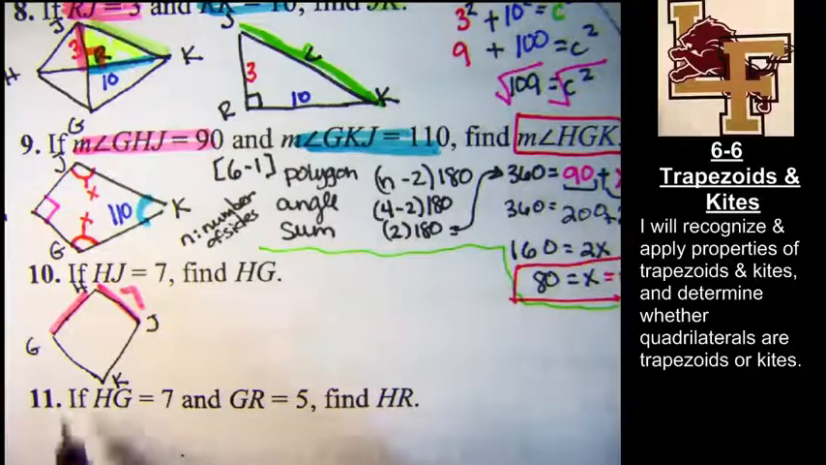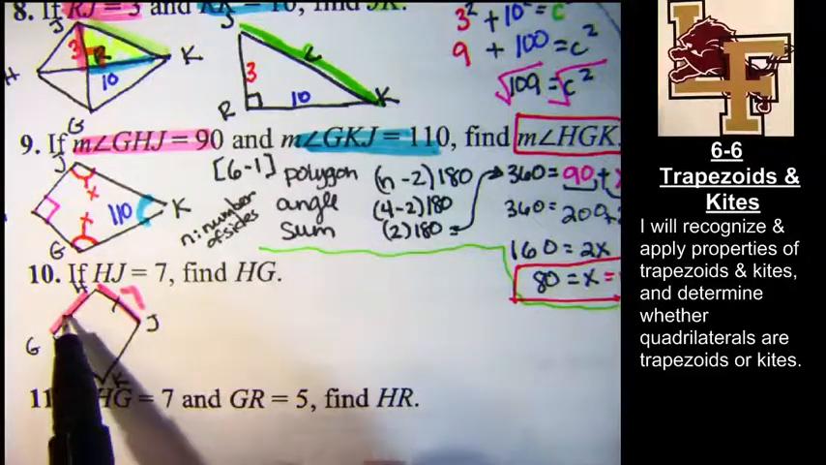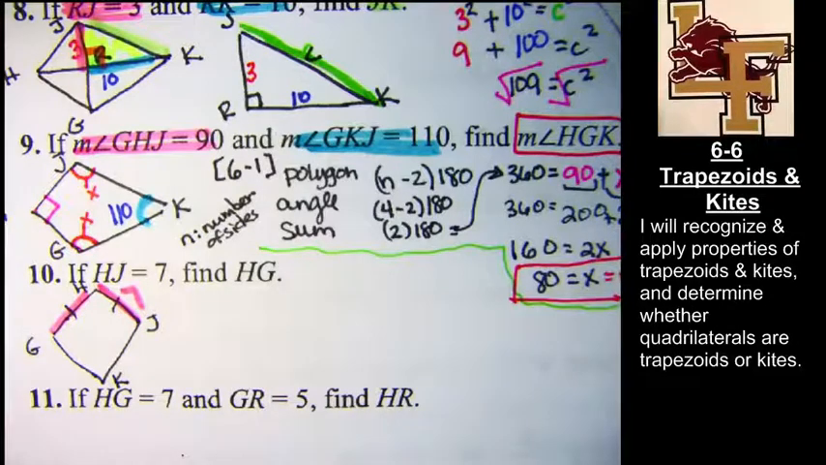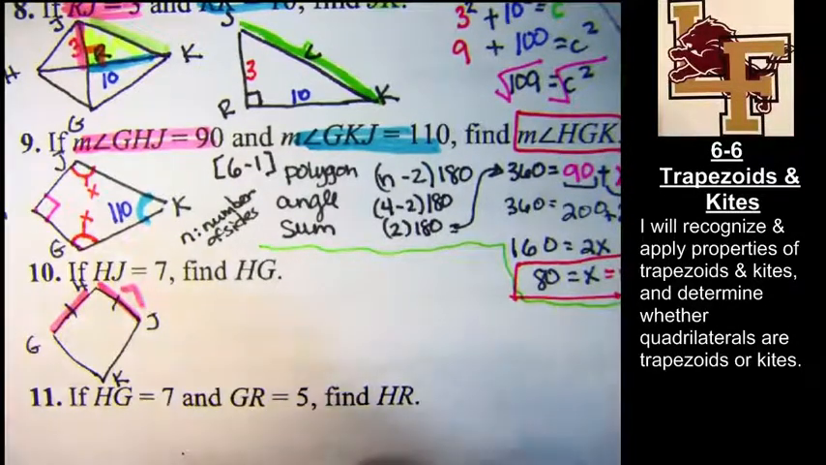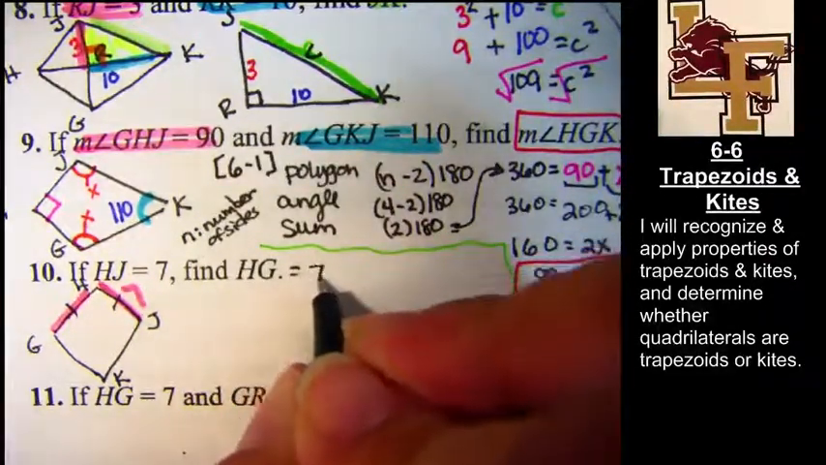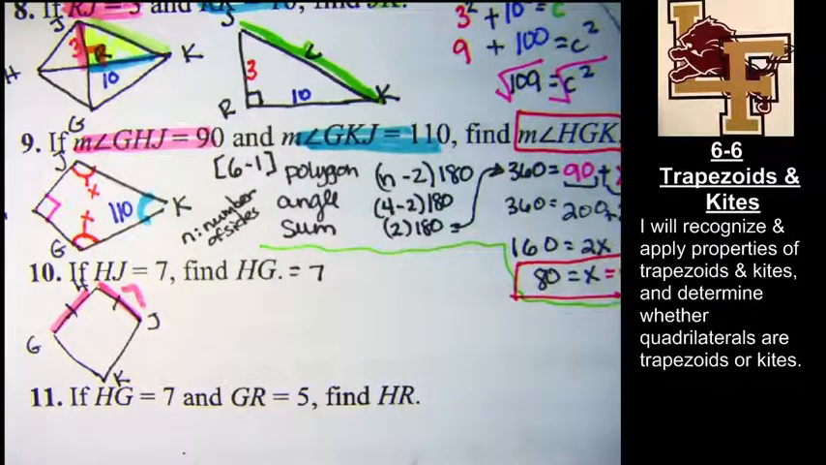Now, if I take a look at my kite, these two are congruent sides, yes? They're consecutive sides, so they're congruent. I'm done. Nice and easy, yes?